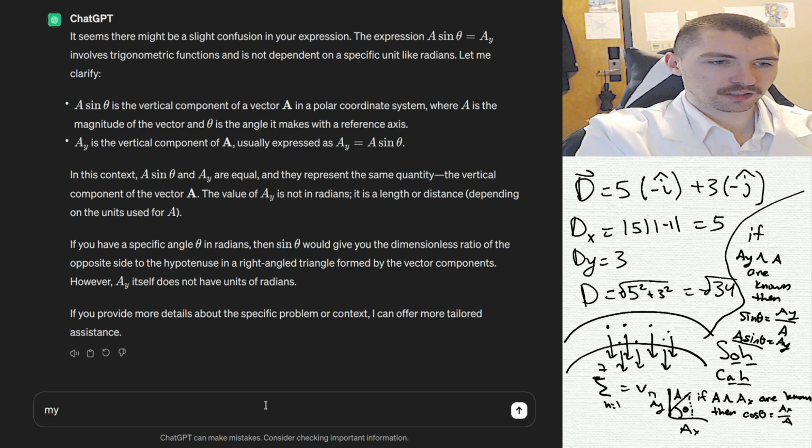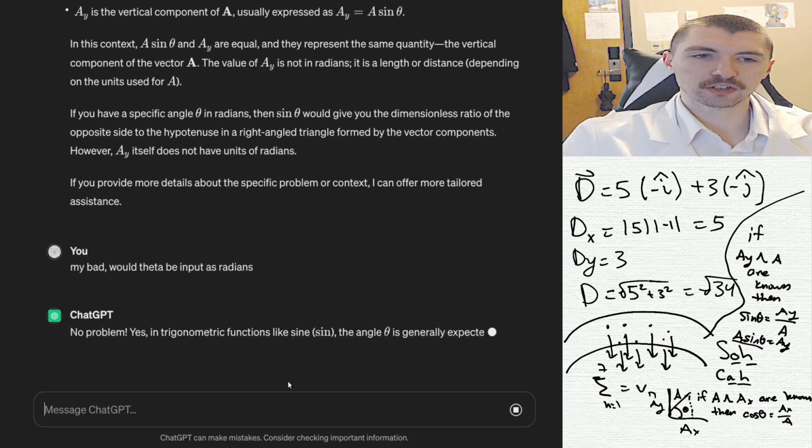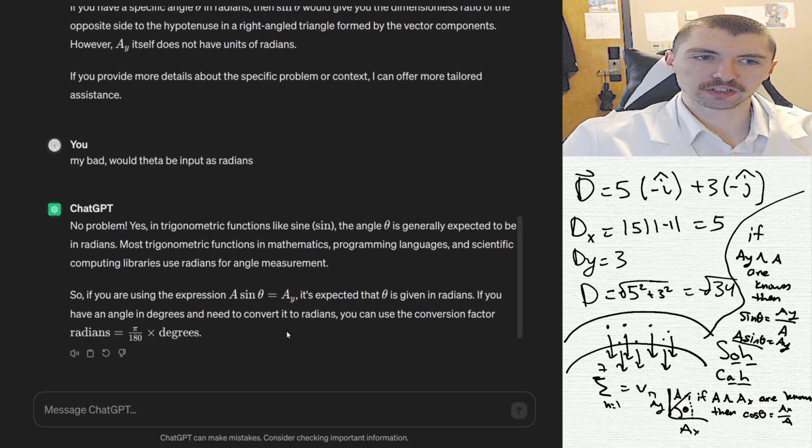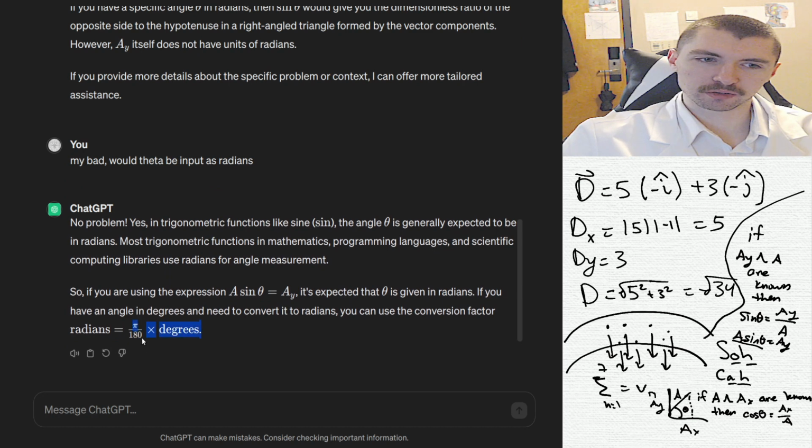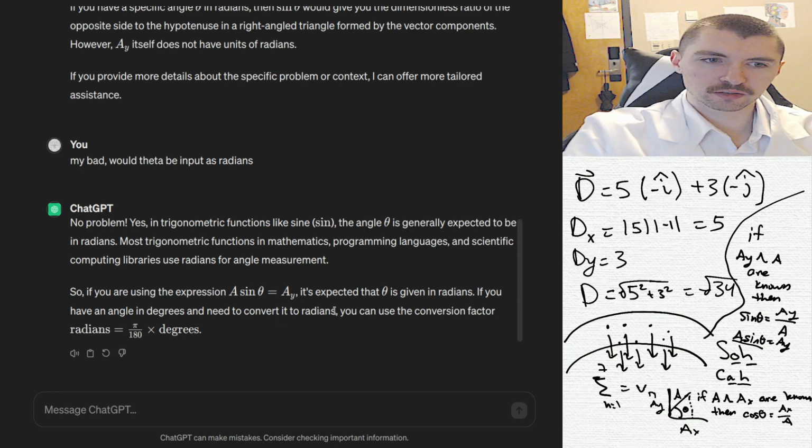My bad. Would theta be input as radians? I know you can do 180 over pi to convert it. Expected to be in radians. Yep, I got this backwards. It's pi over 180 if you want to convert degrees to radians.